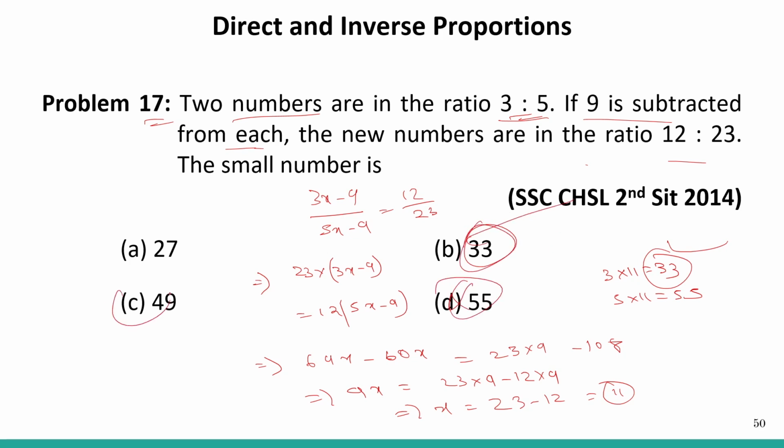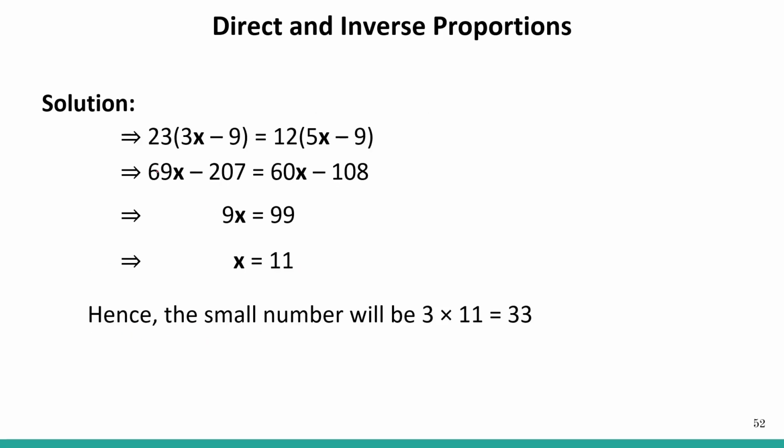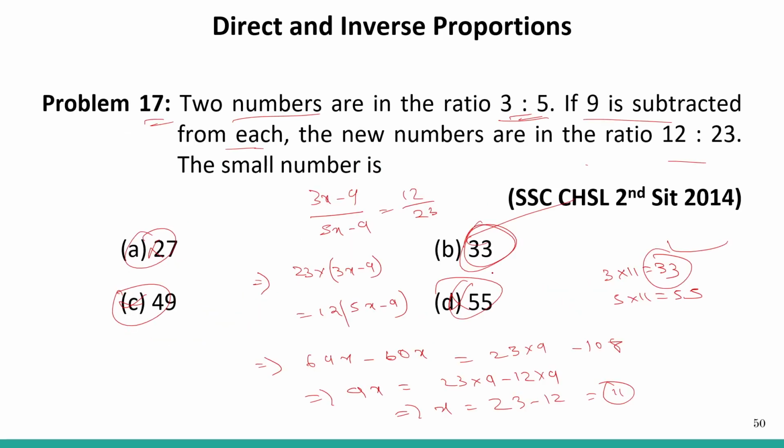These are all wrong answers. So here is how we did it. So 12 by 23, now solving this algebraically. So 23 into (3x minus 9) is equal to 12 into (5x minus 9). So 69x minus 207 is equal to 60x minus 108. So 9x is equal to 99. So we arrived at x is equal to 11. So 3 into 11 is 33, and the other number is 5 into 11, which is 55. So the smaller number is 33. So that is why 33 is the correct answer.